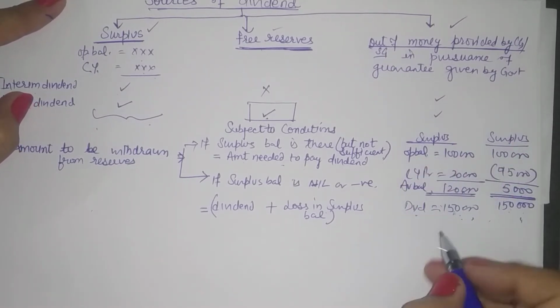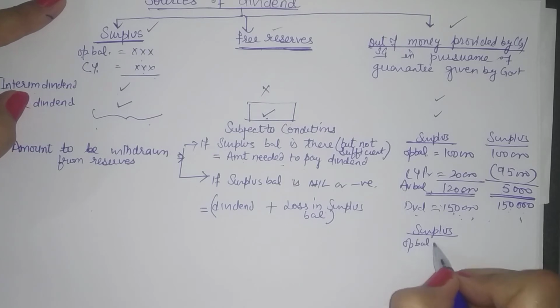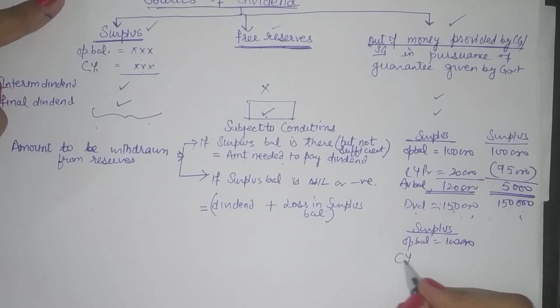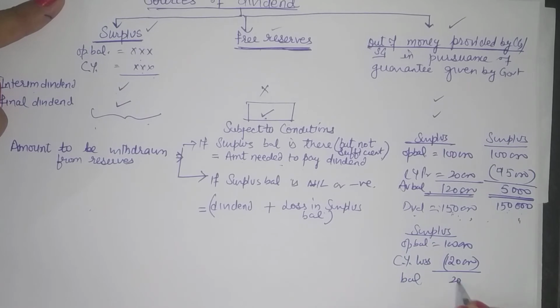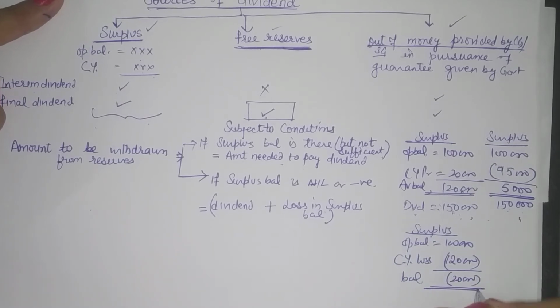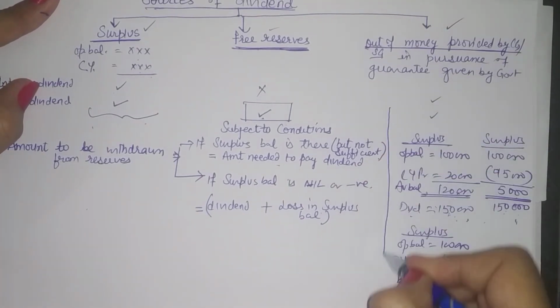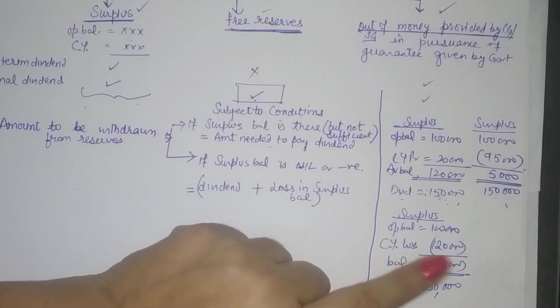So continuing with this, suppose your surplus opening balance is still 1 lakh, as we have in all these cases. But your current year loss is 1,20,000. It means your balance now is 20,000 negative. And if you want to pay the same dividend of 1,50,000, the same dividend is to be paid now, but you do not have any balance here, you have a loss.